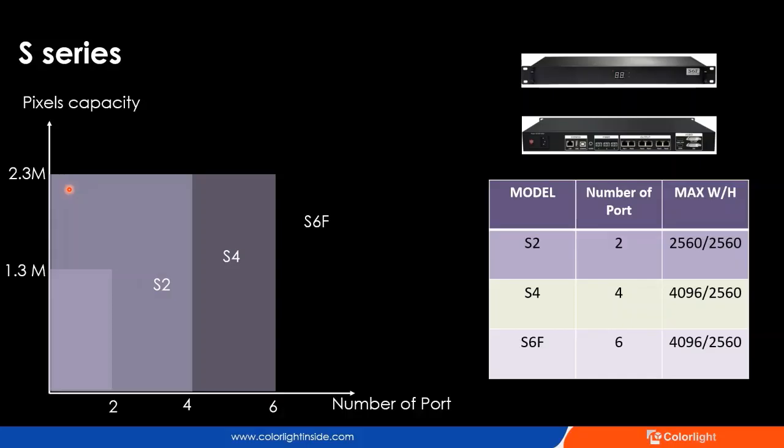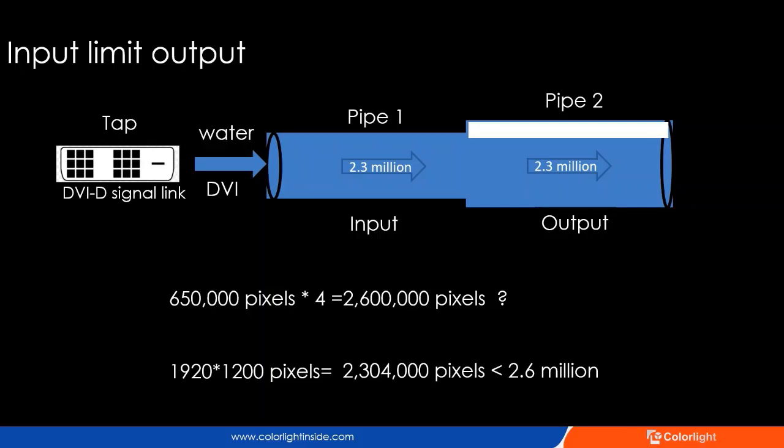About the X6F, it has the same capacity as the X4. In some fine pitch projects, it has the advantage of wiring with 6 outputs, so we don't need to add another sender when the resolution is within 2K. You may have the question: why is the capacity of 2 output ports 1.3 million pixels, and the X4 with 4 output ports 2.3 million pixels, but not 2.6 million?